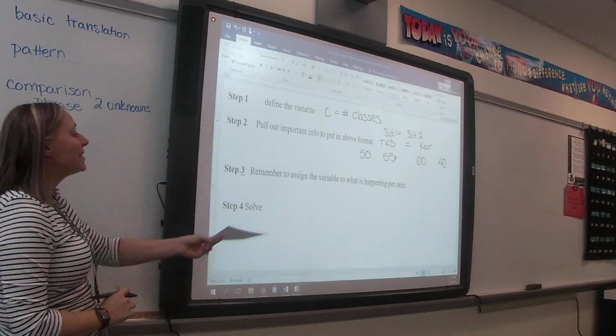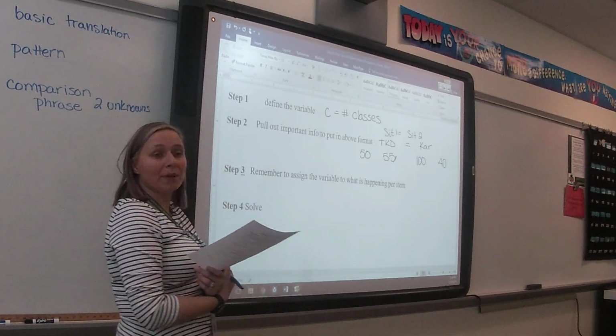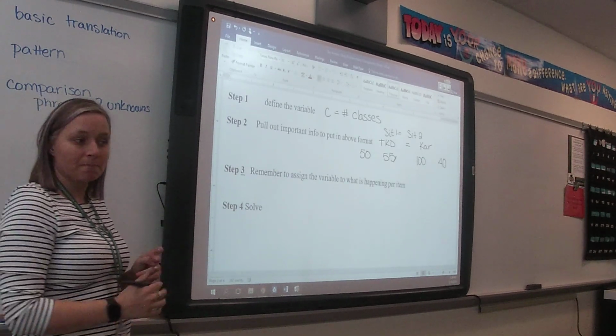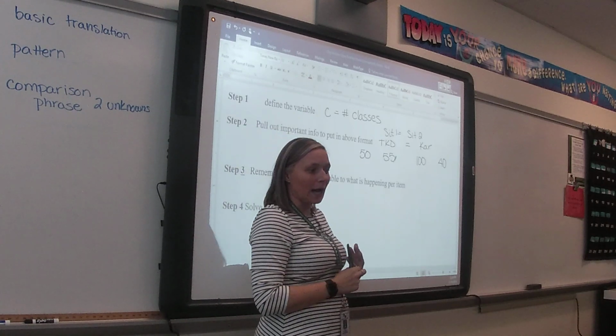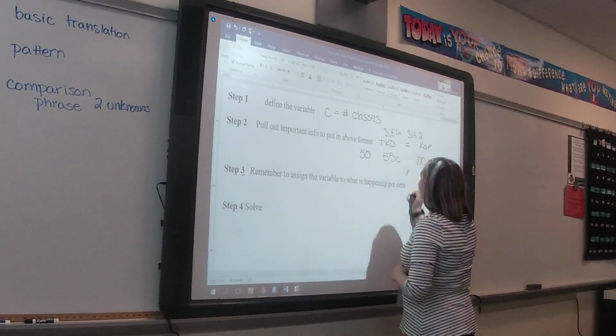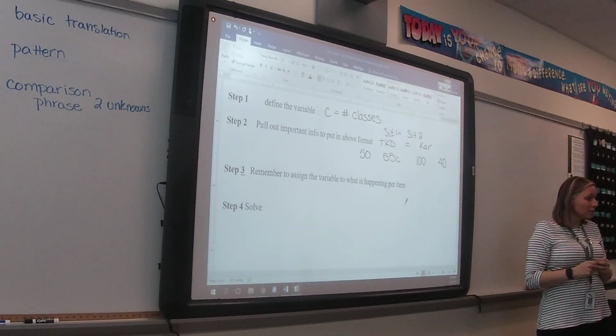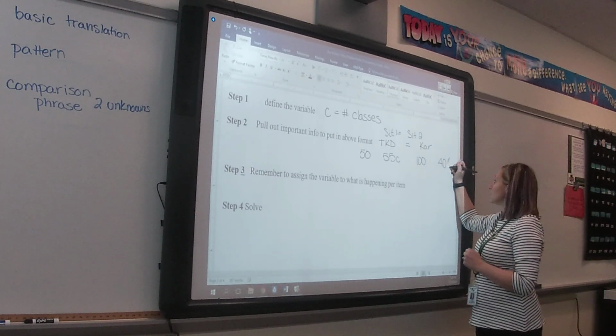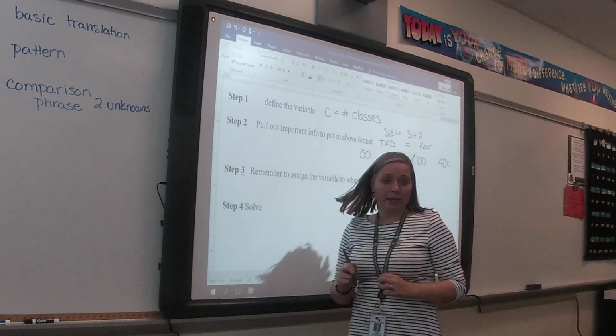We now want to assign the variable to anything happening per item. So is $50 happening per class? Nope. Is 55 happening per class? Yep. Is 100 happening per class? Nope. Is 40 happening per class? Yep. Bringing down the equal sign.